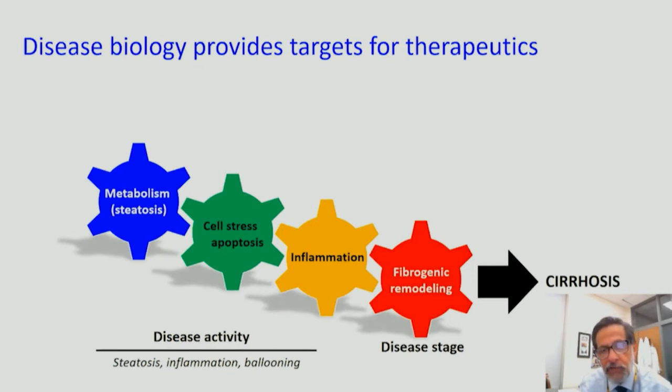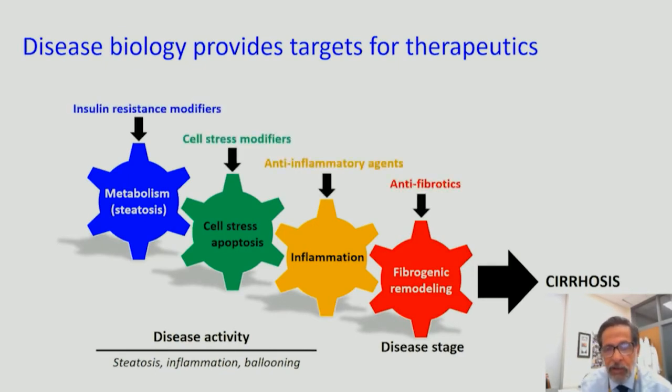But this also gives us targets for therapy, and you can attack this at the metabolic, cell stress, inflammation, or fibrogenic end. You can attack this either by the front end, where you have metabolic drugs, or you can put in an antifibrotic brake. Now, the antifibrotic drugs have not really worked very well. And most of the current activity is at the front end, where you're looking at the metabolic end of the disease. And so when you attack the metabolic end, the first thing that you will see is that the disease activity, which is steatosis, inflammation, and ballooning, should get better, which should eventually translate into fibrosis getting better.